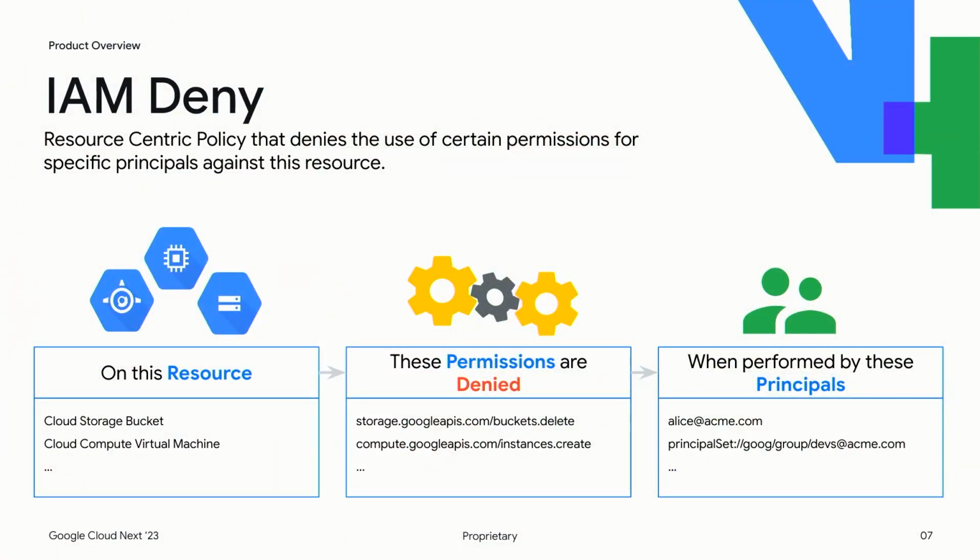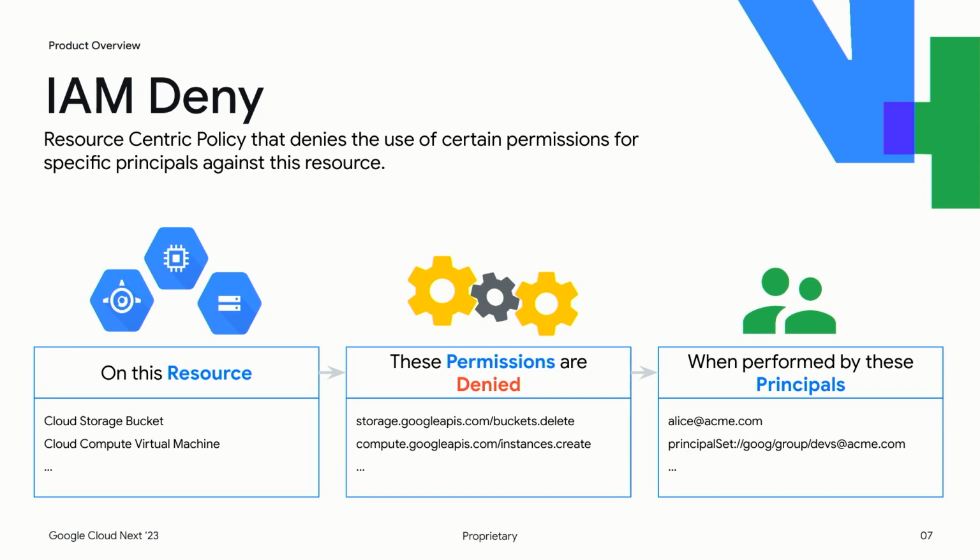And really, the first layer in our Defense in Depth tool suite is IAM Deny, which allows administrators to explicitly deny access, overriding any existing or future IAM Allow policies. IAM Deny is a resource-centric control, which means the policy is attached to the resource. And once attached, this policy captures a list of permissions that will always be denied when performed by a set of given principals. These principals will never be able to perform those actions on that resource, even if an IAM Allow policy explicitly allows access.